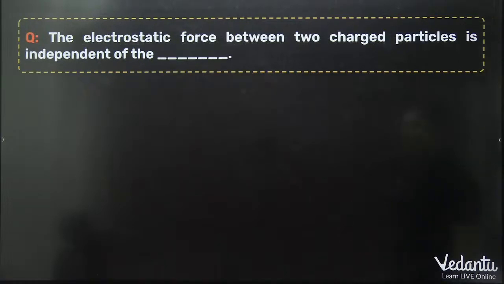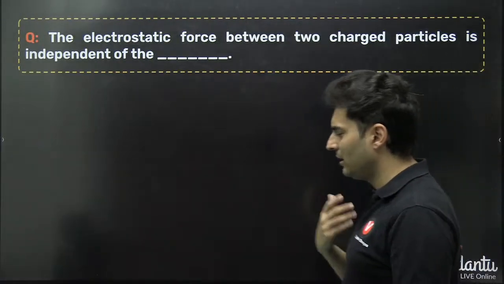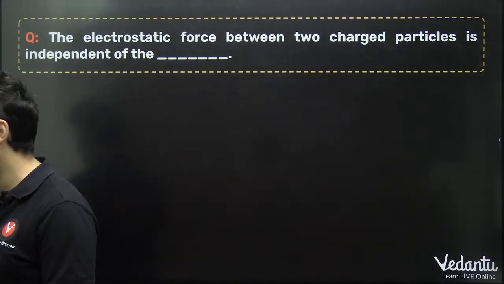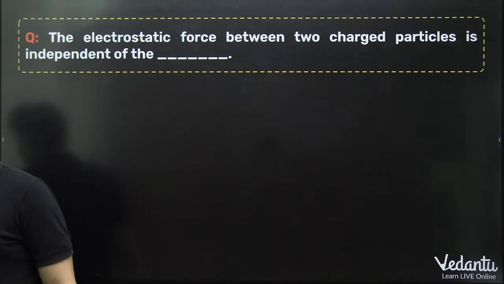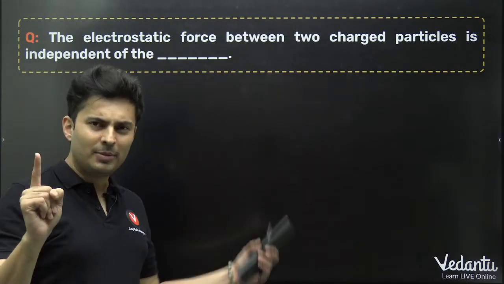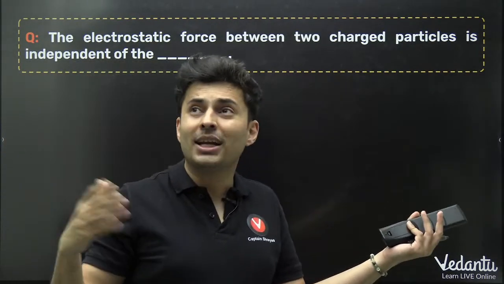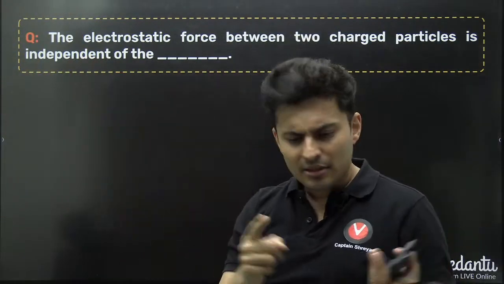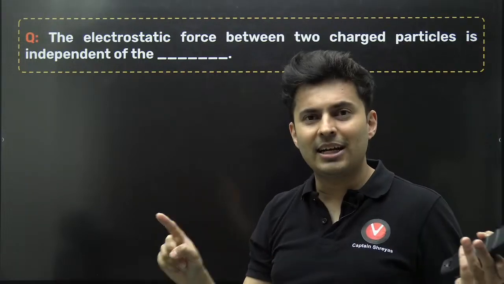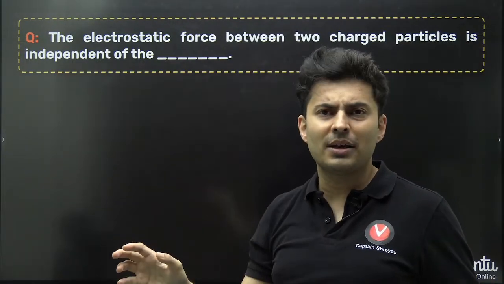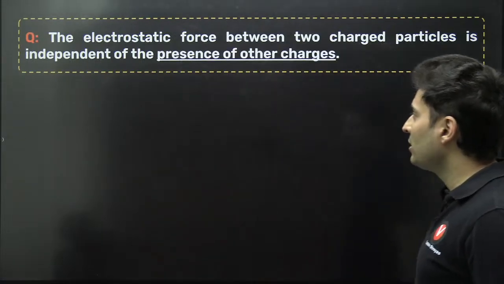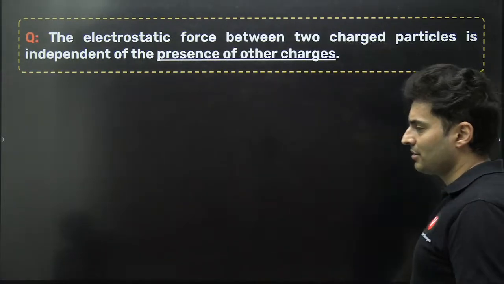Very good. Electric force between two charged particles is independent of a lot of things. One of the few things which it is independent of, come on. Electric force between two particles, it's independent of what? Other charges, whatever are there, doesn't matter. These two charges will always repel or attract with k q1 q2 by r square. There is no third charge or third distance or any other thing in it. So it's independent of other charges.